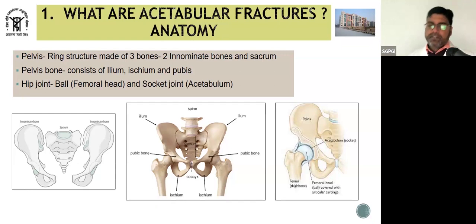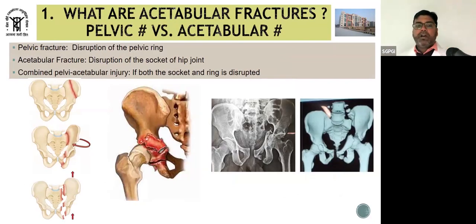So if the ring is disrupted at any point, we label that as a pelvic fracture. And if there is a fracture of the socket part of the hip joint, that is the acetabular fracture. However, there may be certain scenarios where the fracture is such that it disrupts the ring structure of the pelvis, and simultaneously it also disrupts the articular surface of the socket. Those fractures are known as combined pelvic acetabular injury.